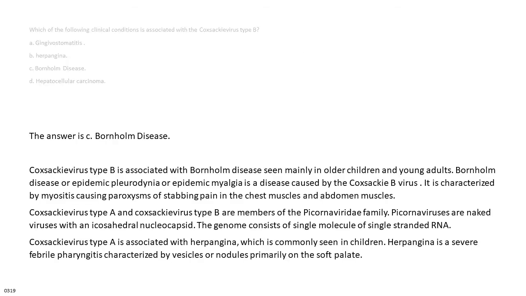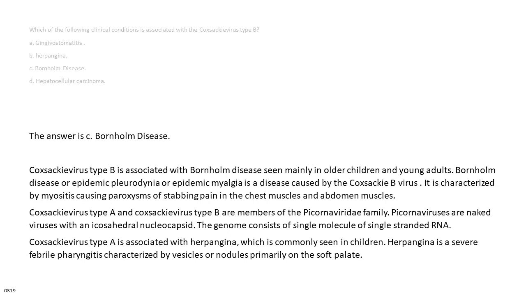The answer is C. Bornholm disease. Coxsackie virus type B is associated with Bornholm disease seen mainly in older children and young adults. Bornholm disease or epidemic pleurodynia or epidemic myalgia is a disease caused by the Coxsackie B virus. It is characterized by myositis causing paroxysms of stabbing pain in the chest muscles and abdomen muscles.